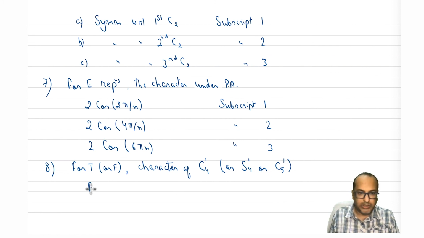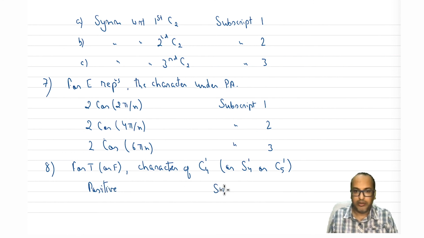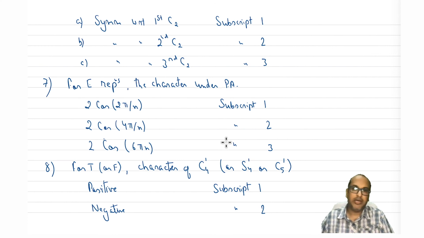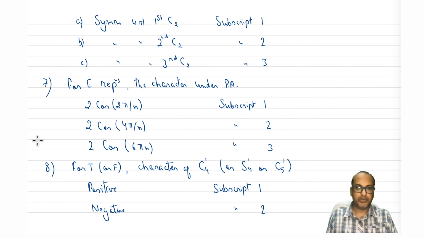If it is positive, then the subscript is 1. If it is negative, then the subscript is 2. So if you follow all these rules, you can actually uniquely define the symbol for each and every irreducible representation in the point groups. We will take some examples, but let's first complete the rules.